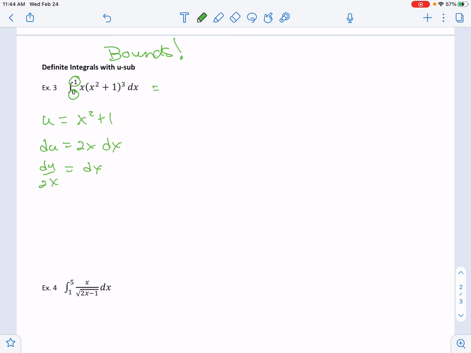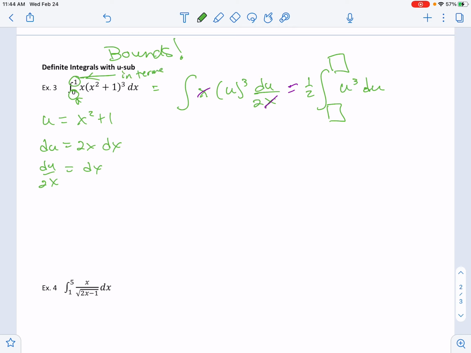I'm going to make my substitutions. So I have x times u cubed, du over 2x. The x's go away. I now have 1/2 integral of u cubed du. The problem is the bounds, okay? These bounds are in terms of x. We need to turn them in terms of u.